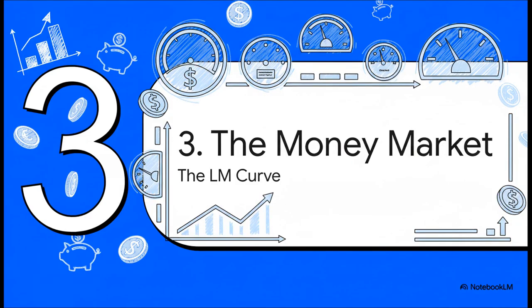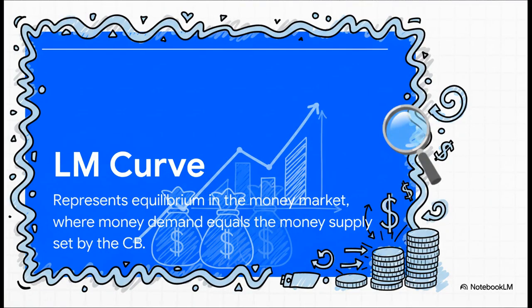Okay, let's switch gears and move to the second gauge on our dashboard. This one tracks the money market, and it's called the LM curve. This time, LM stands for liquidity preference and money supply. Now, liquidity preference is just a fancy economist's way of saying how much we all want to hold on to cold, hard cash. So this curve shows us the balance point, where the amount of money people want to hold is exactly equal to the amount of money the central bank has pumped into the system.